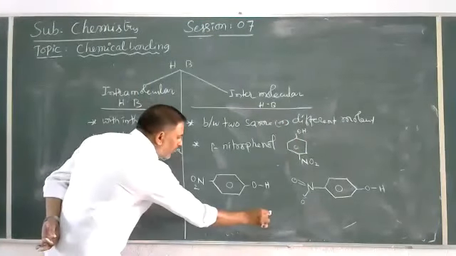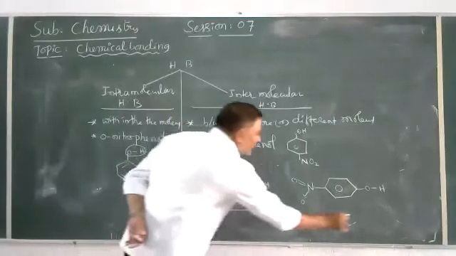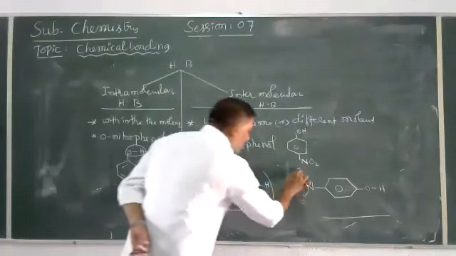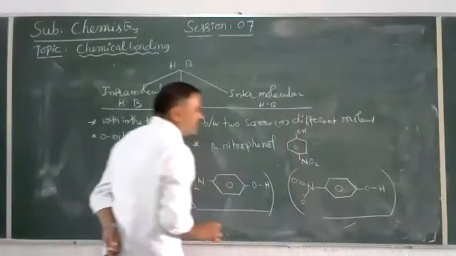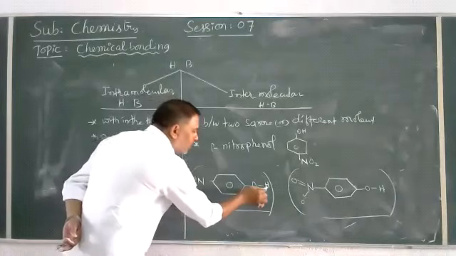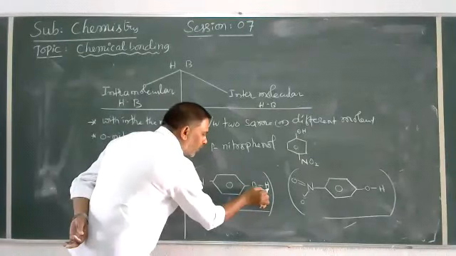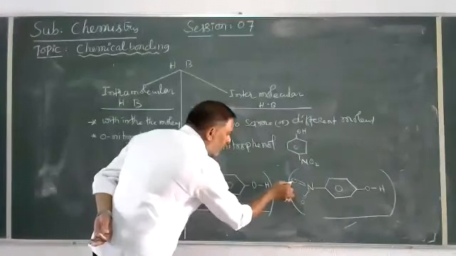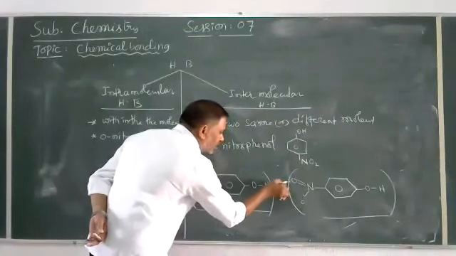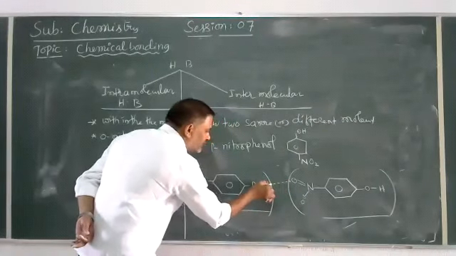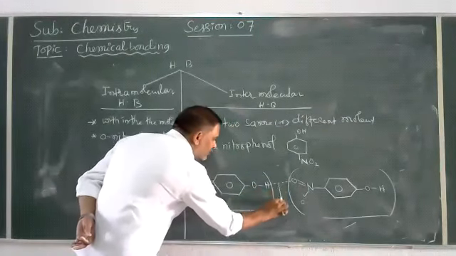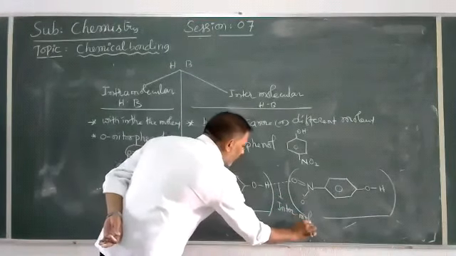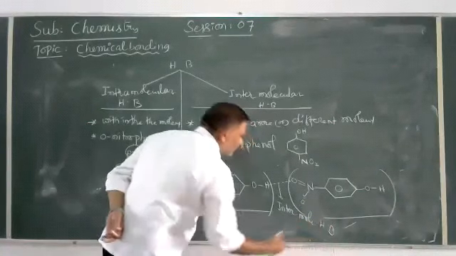Now this is one molecule of nitrophenol. This is another molecule of nitrophenol. These two are the same molecules. Now the OH group of one nitrophenol molecule is connected with the oxygen of the nitro group of another nitrophenol molecule by a dotted line, that is between the same or different molecules. Such types of bonds are called intermolecular hydrogen bonds.